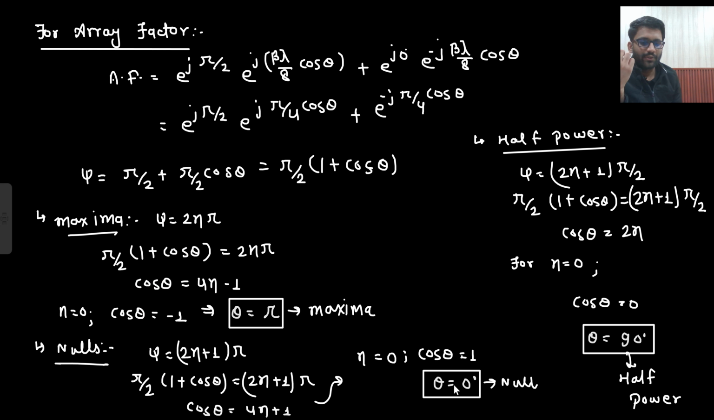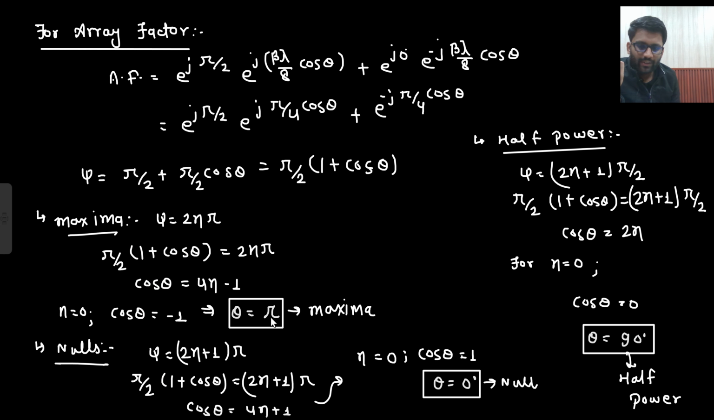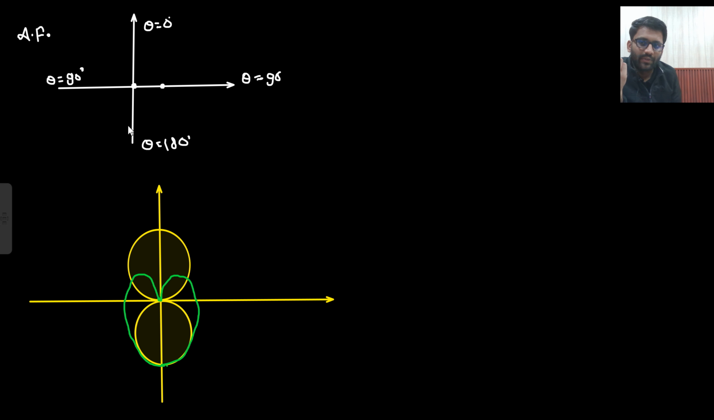So at θ equals 0 degree, there is null. At θ equals 90 degree, there is half power. So at 0 degree, you are getting null. At 90 degree, you are getting some value. Let's just say the maximum value is at 180 degree, you are getting the maximum value. If this is, let's just say, alpha, then this is alpha by under root 2. And similarly here as well, alpha by under root 2.